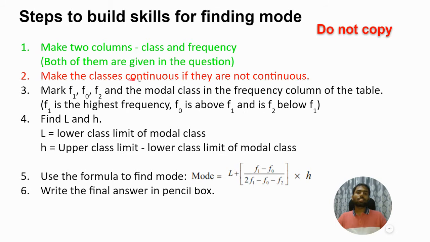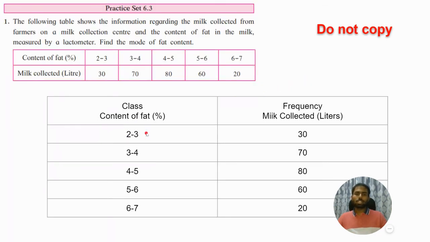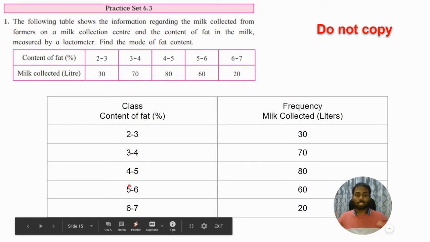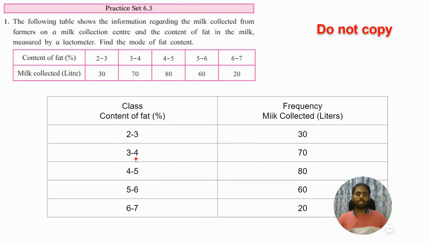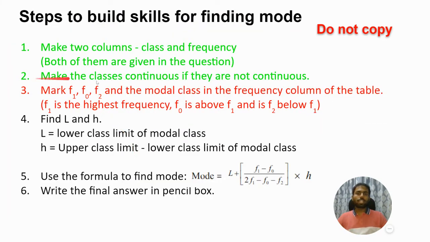Second step, make the classes continuous if they are not continuous. I've told you, right, for median and mode the classes must be continuous. For direct mean, even if the classes are not continuous, it will work. So let us check the classes. Here there is 3, here also 3, here 4, here also 4, here 5, here also 5, so all the classes are continuous, there is no gap in between. So this is already continuous, so I don't need to do step number 2. Okay, so the second step is also done.